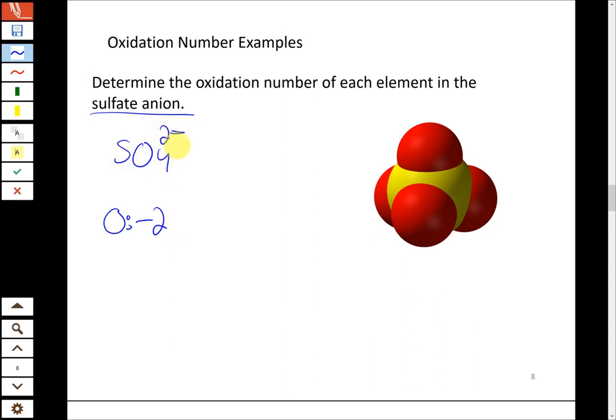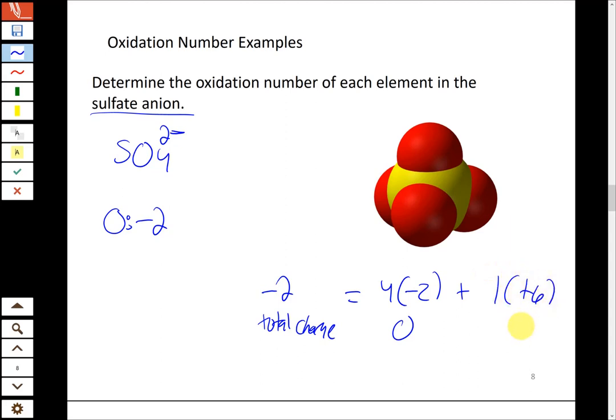So the only difference here is that in this case, because it's a -2 anion, the sum of the oxidation numbers won't equal 0. They'll equal -2, which is the overall charge. So when we set up the little bit of algebra that we have to do to find sulfur's oxidation number, this time -2 is the total charge, and that's going to equal the sum of the 4 oxygens, which is -2 each, plus the sulfur in the middle. And by algebra, we know that that has to be +6 for this to add up to -2. So 4 -2s and a +6 gives us a -2. So sulfur would be +6 in this compound.